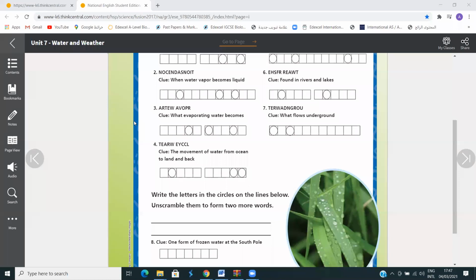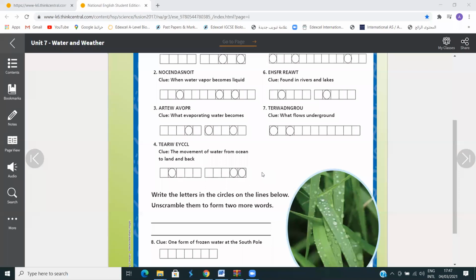Number 4. The movement of water from the ocean to the lake and back is the water cycle. Thanks. Yes, Arsh.